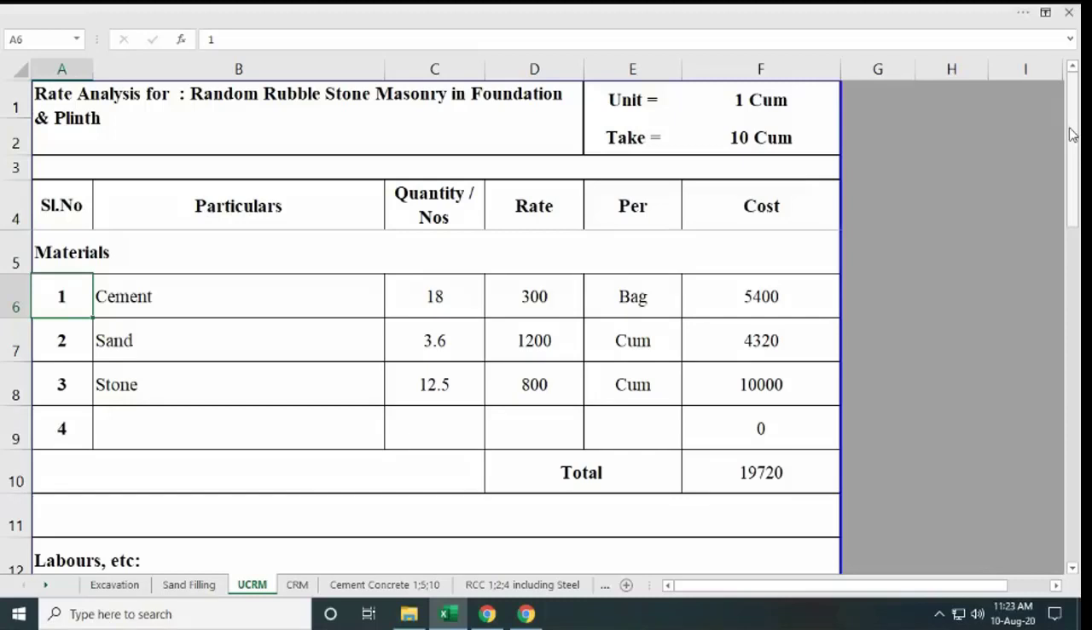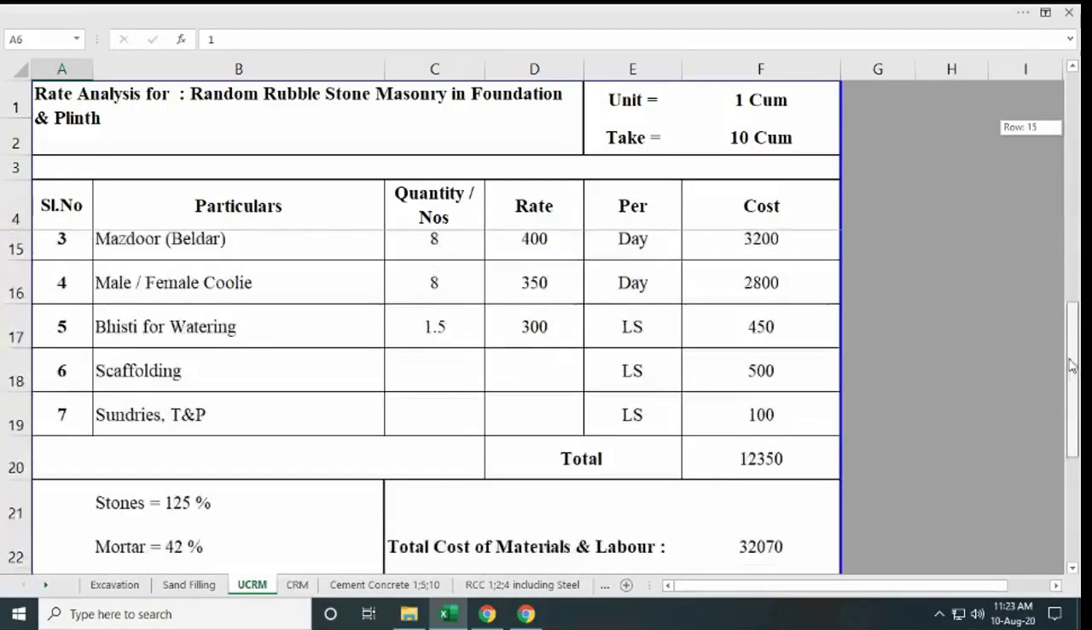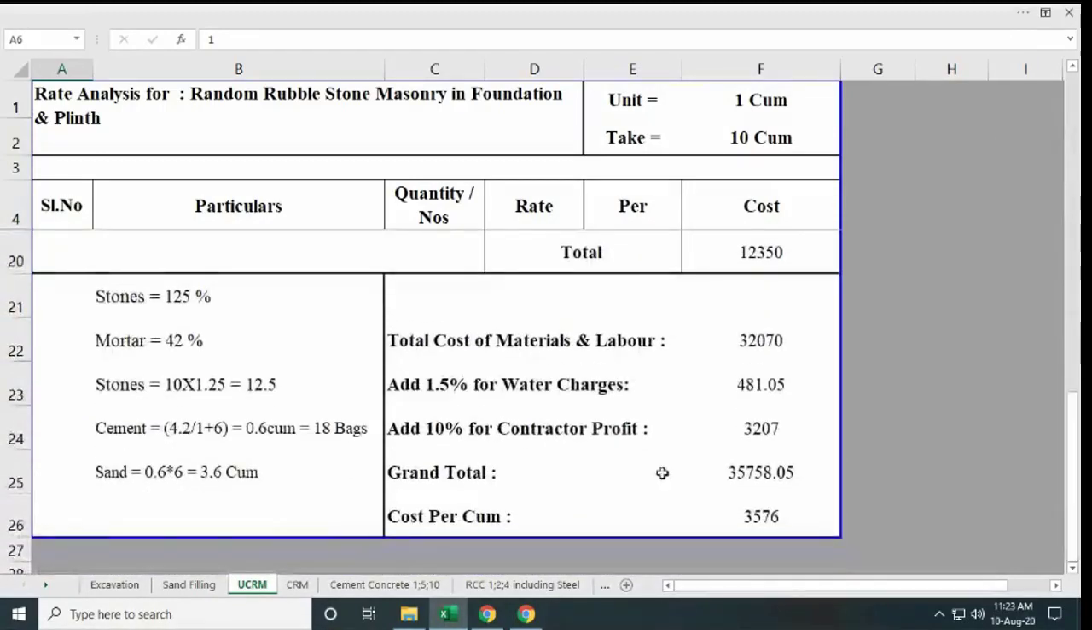Why? Because of breakage and wastage, there are going to be losses. For all those things, we add extra, that is 25% extra. So the stone requirement will be 25% extra, or 125% as we say. Therefore, the stone required will be 10, which is nothing but this much amount is required.